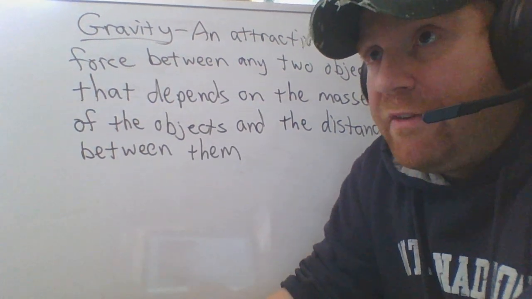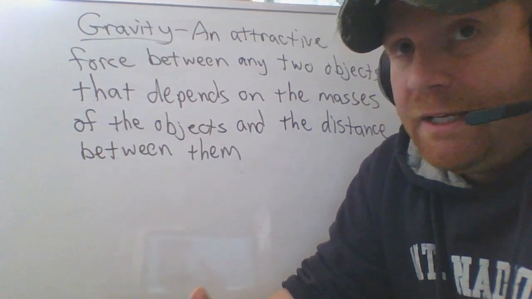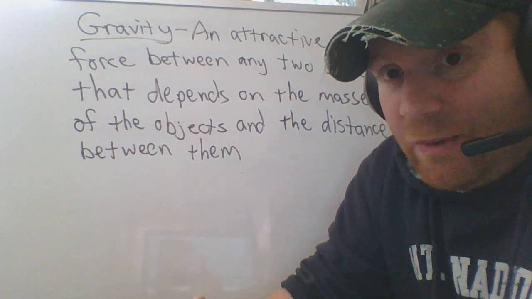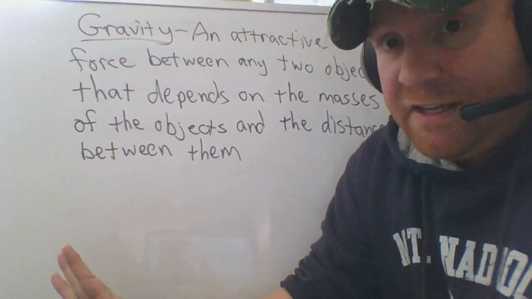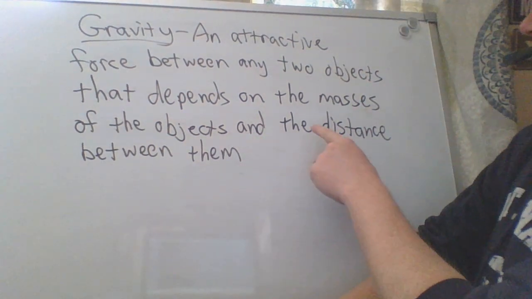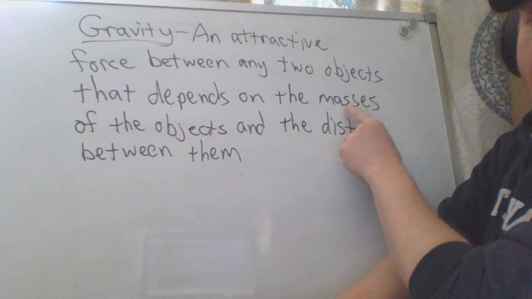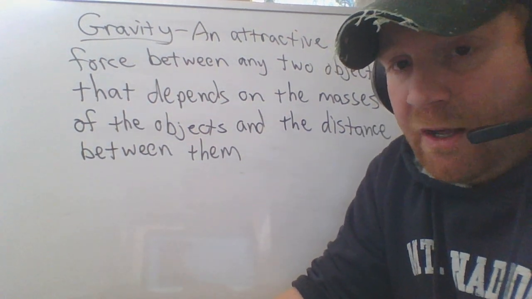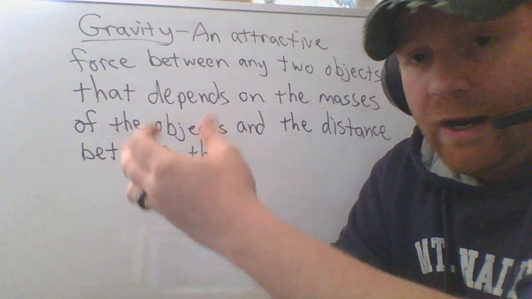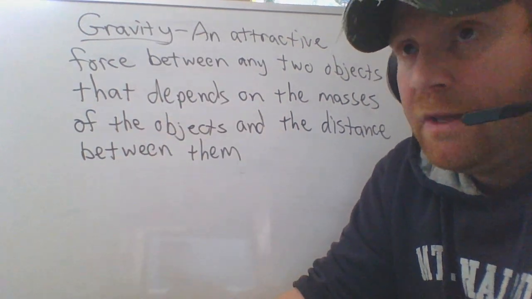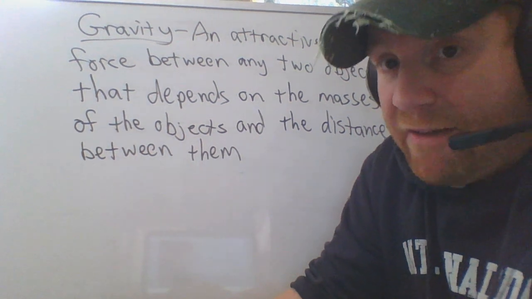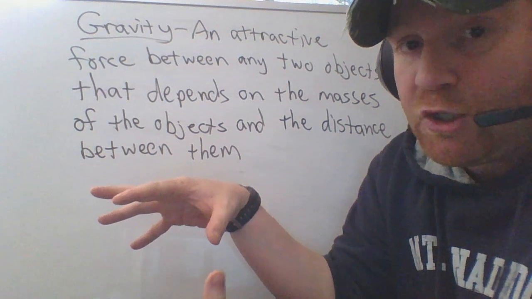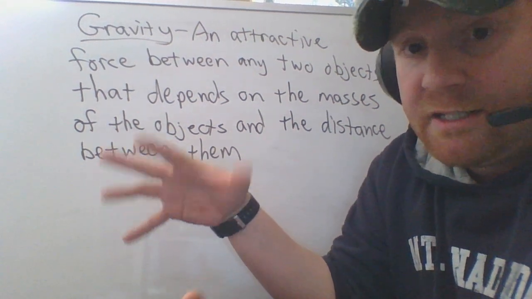Why do we think of gravity as things going down? Because any object that we deal with on a daily basis has to interact with the most massive object that we encounter on a daily basis, and that's planet Earth. So when I drop a pen or a paper clip or whatever, that object is going to gravitate. It's going to be attracted toward the most massive object that it's closest to, and that is planet Earth.